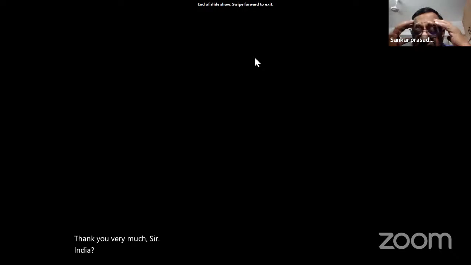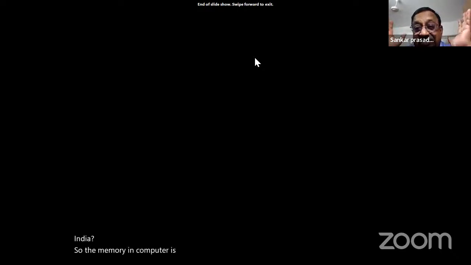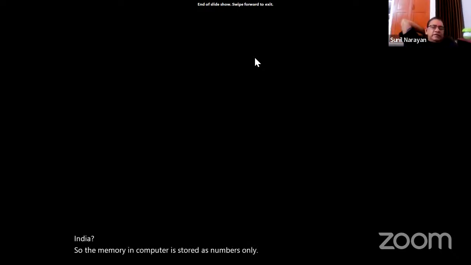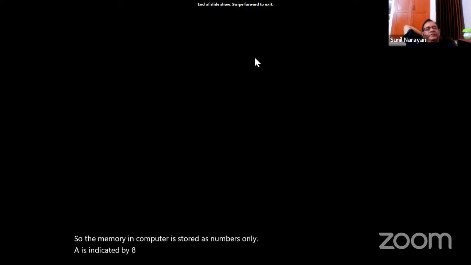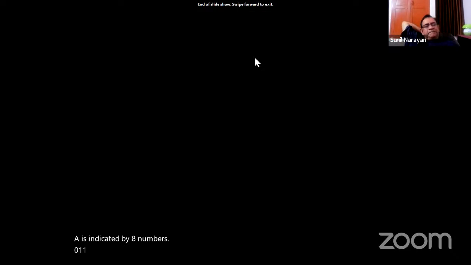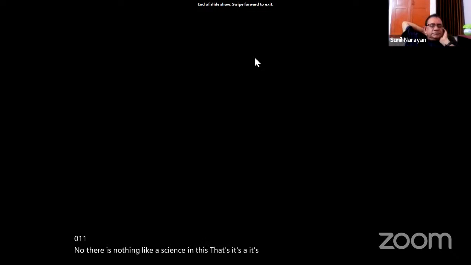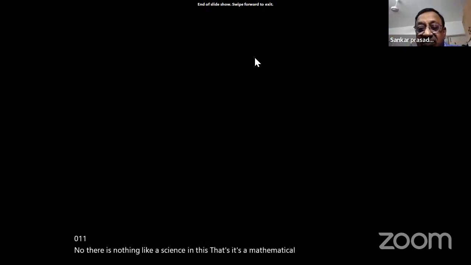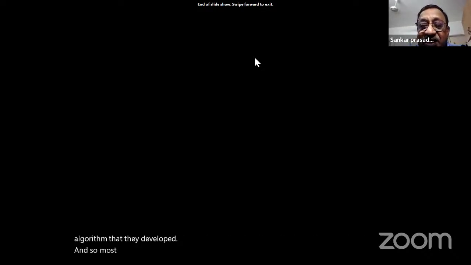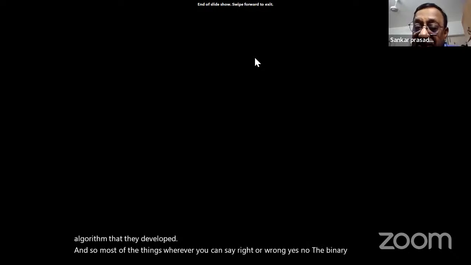So the memory in a computer is stored as numbers only. A is indicated by 8 numbers. Yeah, that 8. Is there any science as to why it is 8? No, there is nothing like a science in this. It's a mathematical calculation, the statistical algorithm that they developed. And so most of the things, wherever you can say right or wrong, yes, no, the binary duality can be represented in the computer.